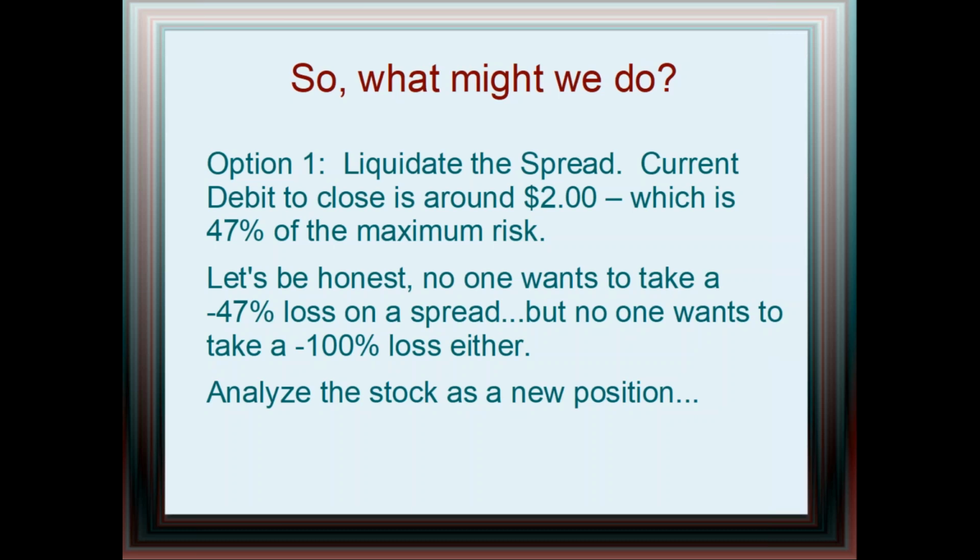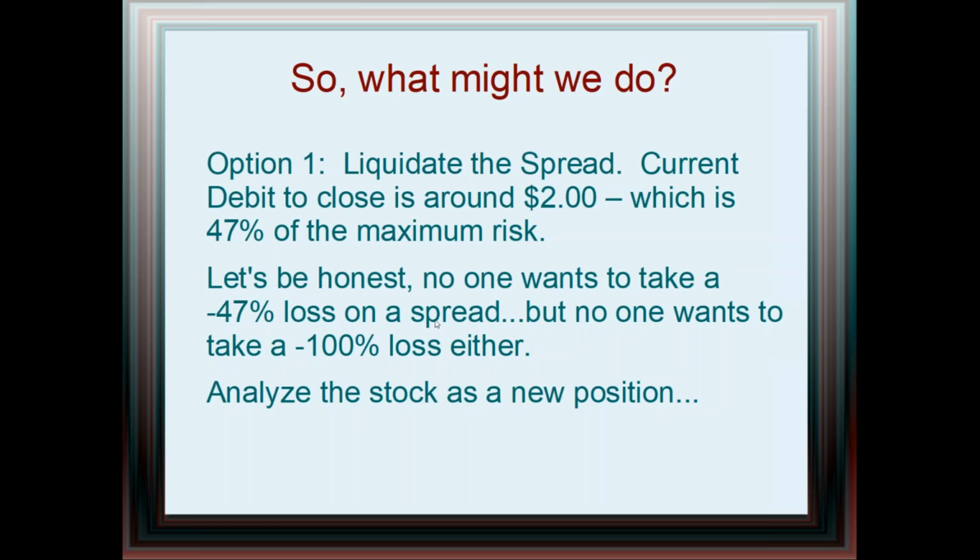Well, let's be honest. No one wants to take a loss. No one wants to take a 47% loss on a spread. This position, remember, we had a 75-cent net credit with a maximum risk of 425. We're pretty much at about a 6-to-1 or close to it risk-reward ratio. A little bit less, about 5.8 to 1 risk-reward ratio.